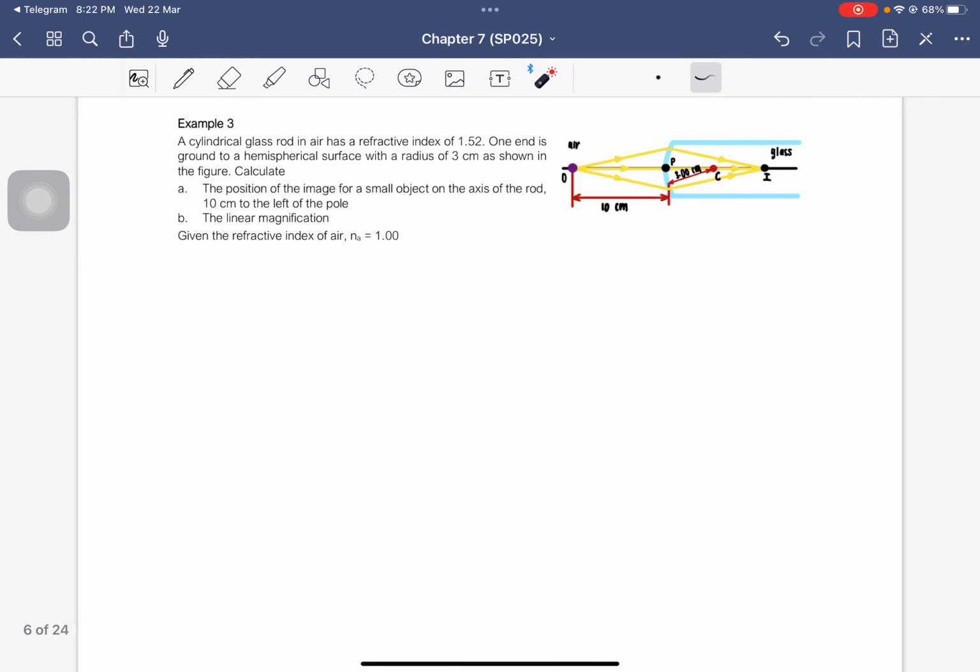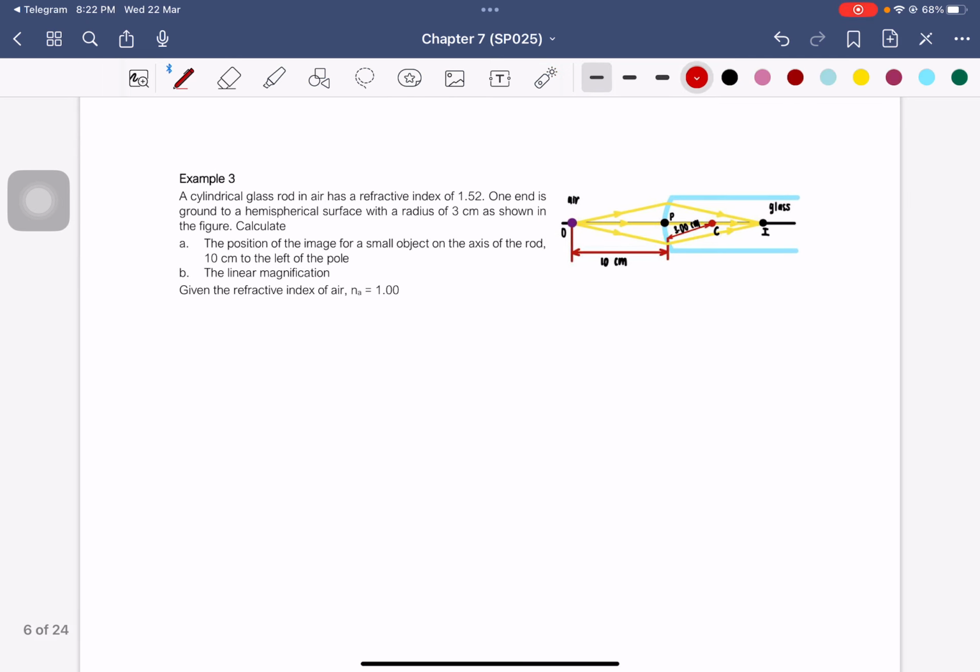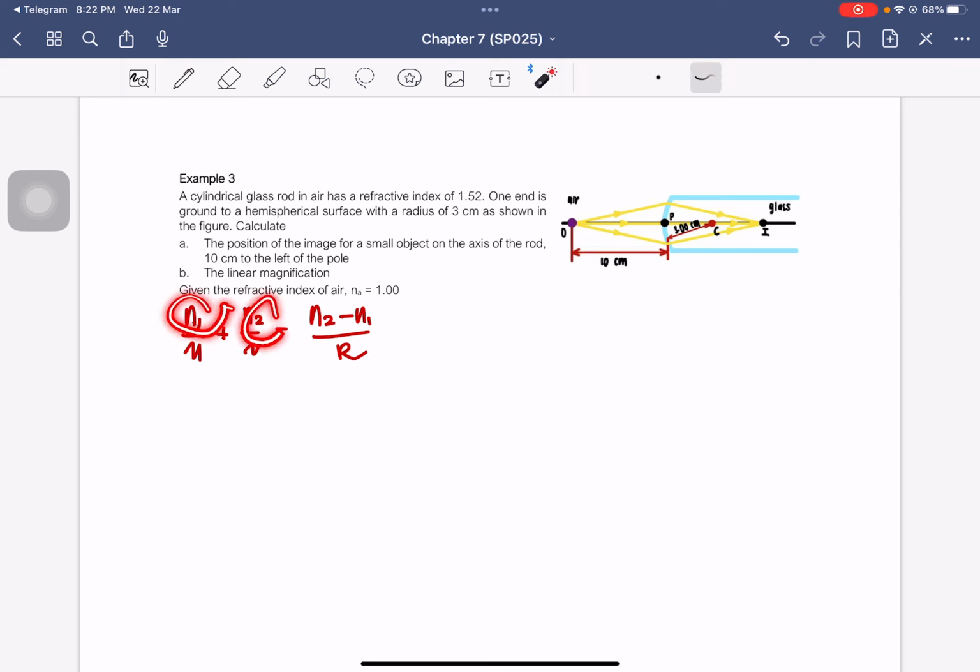Example number 3. We have a cylindrical glass rod in air. So this is in air, has a refractive index of 1.52. Right, so again, this is a spherical surface. I'm just going to start with the equation itself. So the equation given is N1 over U. You can also write it as NA for air, just to let you know that it is air. But I'm just going to use 1 lah, N1 over U plus N2 over V equal to N2 minus N1 divided by R. Okay, so let's just find the value of each of these variables.